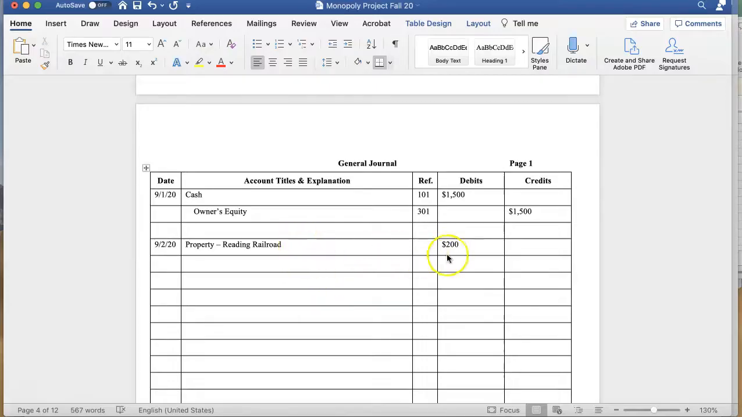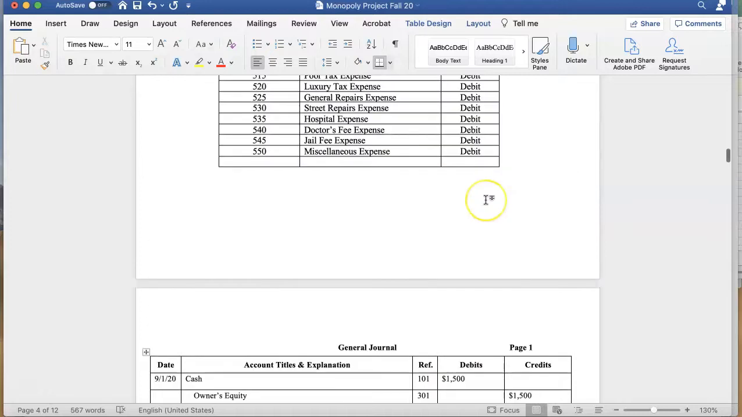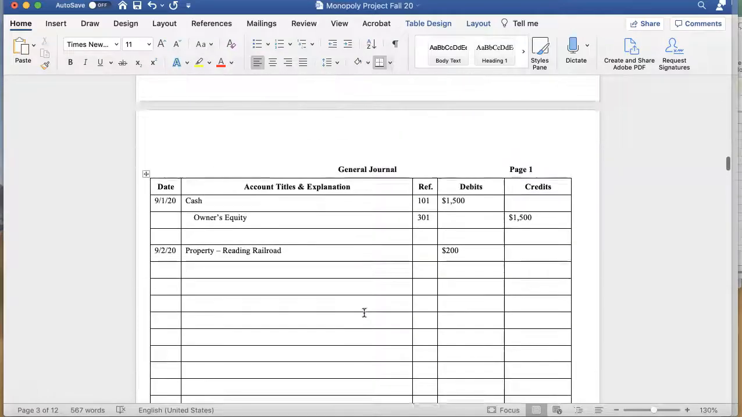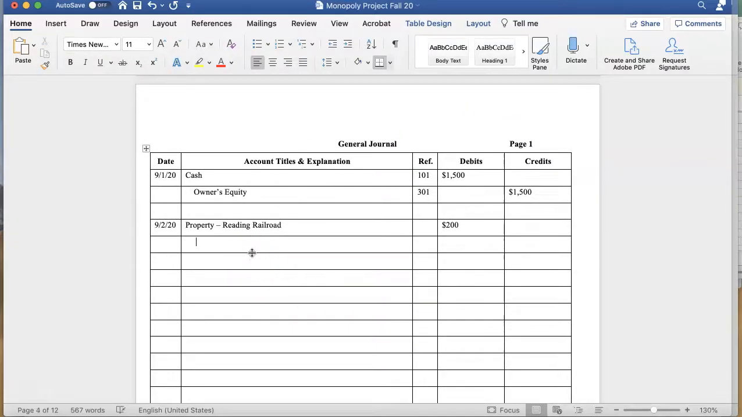If I purchased the property for $200 in Monopoly, that means I paid cash. So I'm going to use my cash, but instead of increasing, if you look back, increasing it is to debit, I need to decrease it. So I'm going to credit cash to decrease it. So let me go ahead and enter my debit to property and my credit to cash of $200. So again, I have a debit of $200 and a credit of $200.